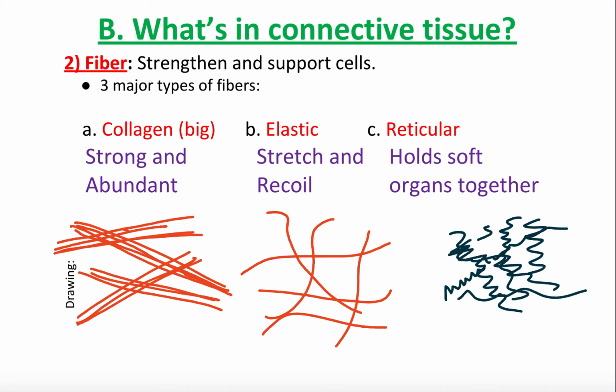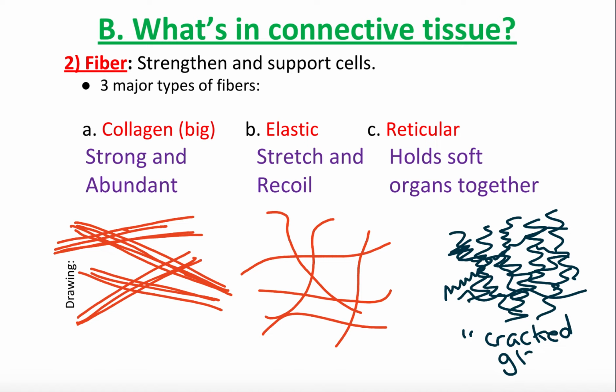It's weird. There are cells between them, but honestly, reticular strands look like cracked glass. Usually you don't see them in the microscope unless the tissue is specifically stained. So you'll never see reticular strands in a normal microscope, though you will see collagen and elastic, unless it's tissue that's specifically stained to look for reticular fibers.